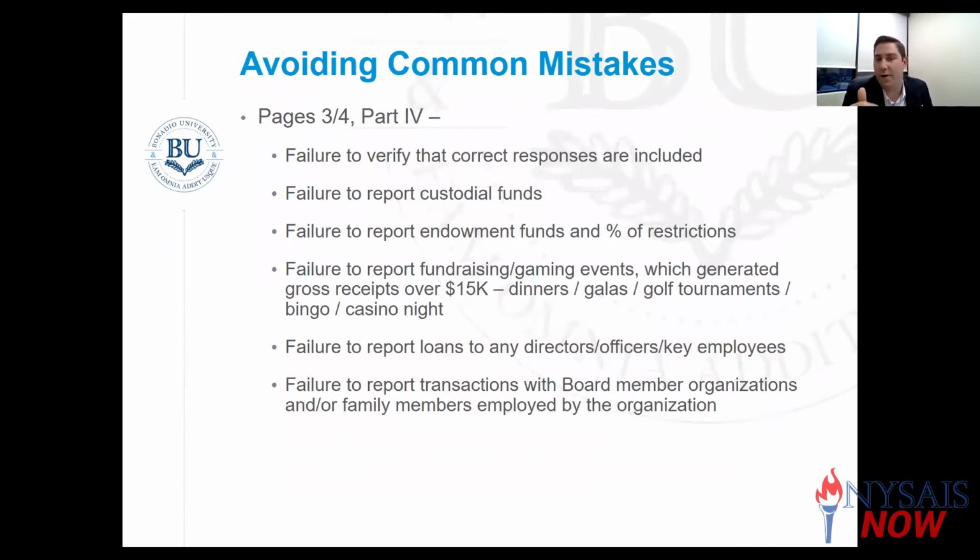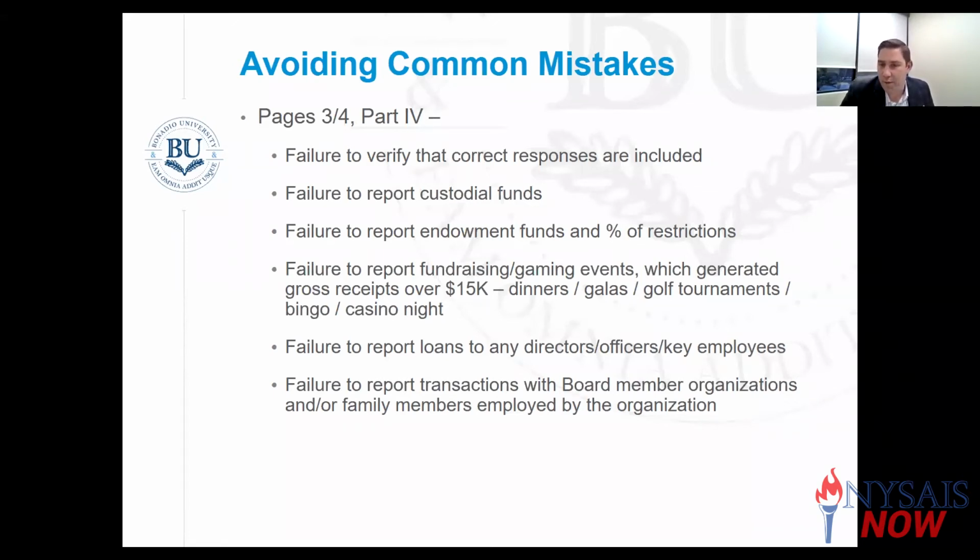Make sure that the fundraising events that you have during the year are also listed. That's a perfect example where your auditor's not going to know that. Your auditor's probably not going to know that you added a golf outing during the year. Only management and the board members are going to know that. Any type of loans between the directors and key employees, as we just discussed, which would be on Schedule L, you've got to be sure those are listed. Again, the auditor's not going to always know that.